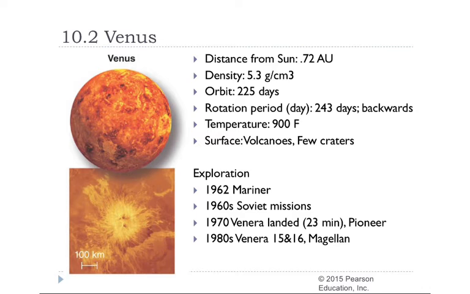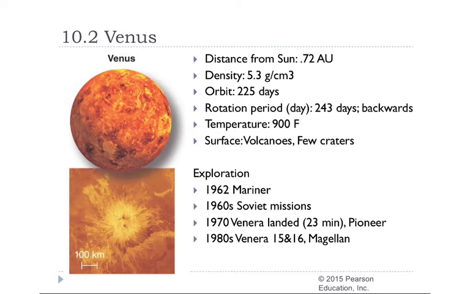Venus is the second planet from the Sun at about 0.7 AU. It has an orbit of about 225 days, and its rotational period is 243 days. So that means a day takes longer than an actual year on Venus. And a strange thing is that it actually rotates backwards. If you recall, nebular theory says everything should be rotating in the same direction when the cloud forms and starts spinning. This actually ends up going backwards.